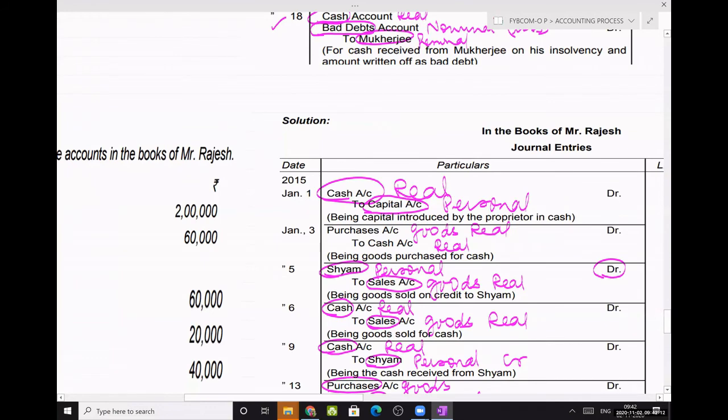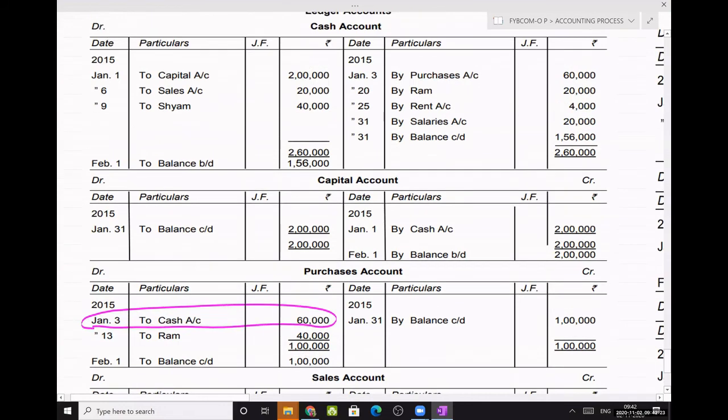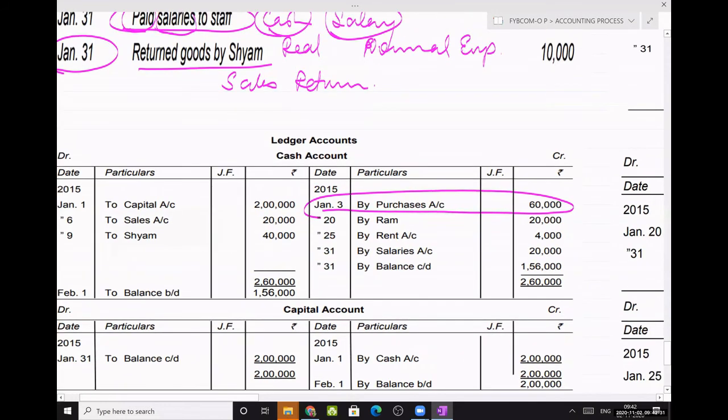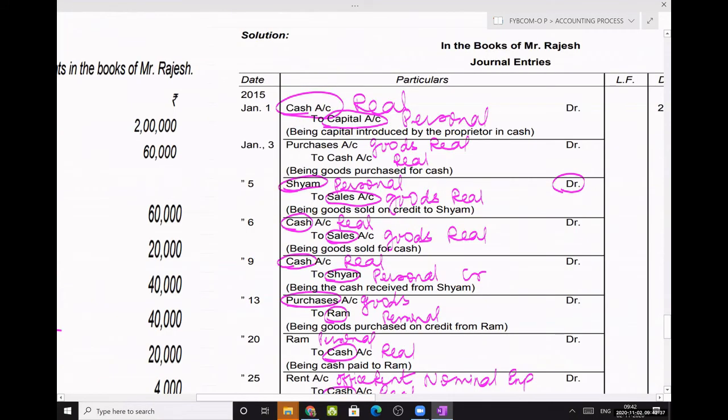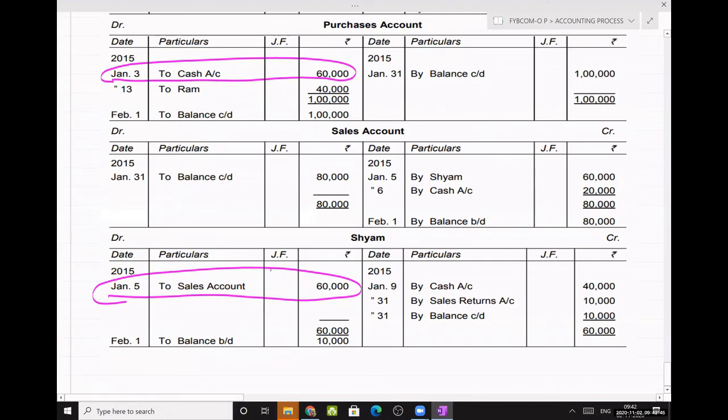Next, purchase to cash. So purchase account debit, 3rd Jan to cash. Second effect, obviously cash में आएगा on the credit side, by purchases. Next, Sham to sales. So first go to Sham's account. Sham, debit side to sales. And obviously, second effect will be in the credit side of sales account by Sham.